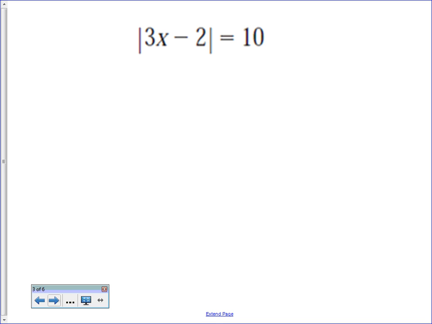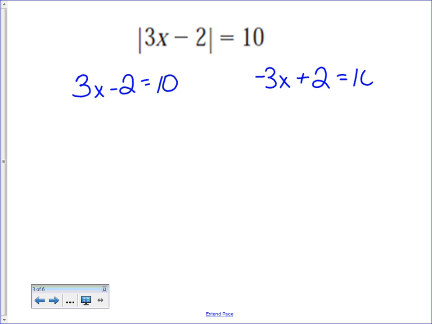We can do two-step equations the same way. We're going to do both the positive side of this equation and the negative side. So our first equation is going to be 3x minus 2 is equal to 10. And then we're also going to do the opposite of that. We're going to do our negative 3x. Instead of minus 2, we're going to add 2, which is equal to 10.